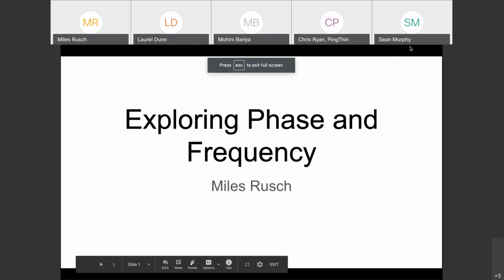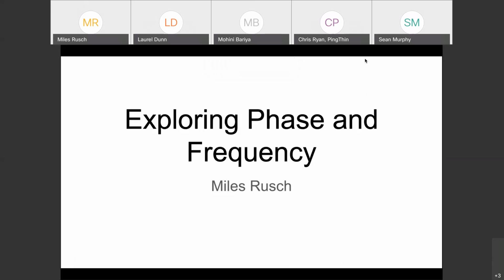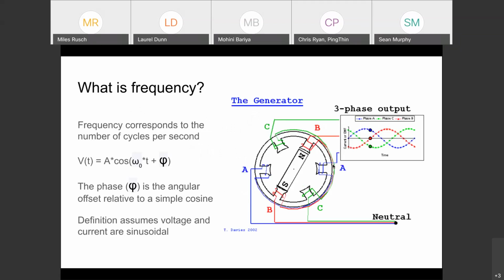Okay, so now we are going to talk about another parameter of power grid systems, or state variable, which is frequency, and phase, which is very related to frequency. Frequency is, I think, a concept that everyone feels they understand well.